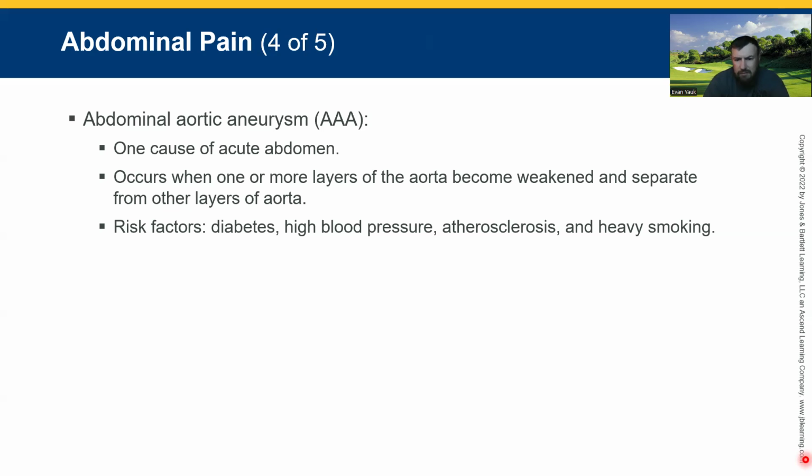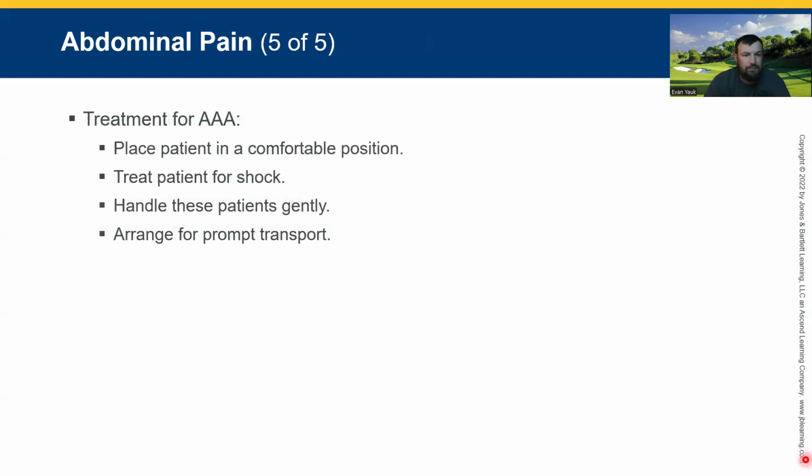Patients, if an AAA ruptures, will experience severe pain and profound shock. So if it ruptures, we are actually bleeding out on the inside. So they will go into shock very, very quickly. Treating an AAA: place the patient in a comfortable position, treat the patient for shock, like I told you a moment ago, handle these patients gently, and arrange for extremely prompt transport.